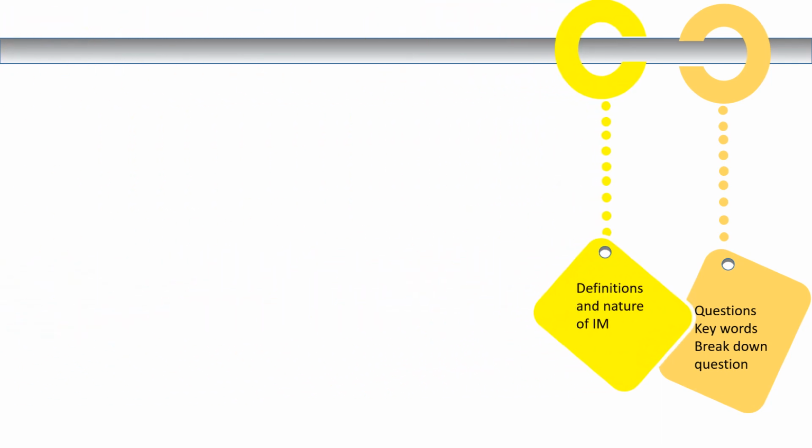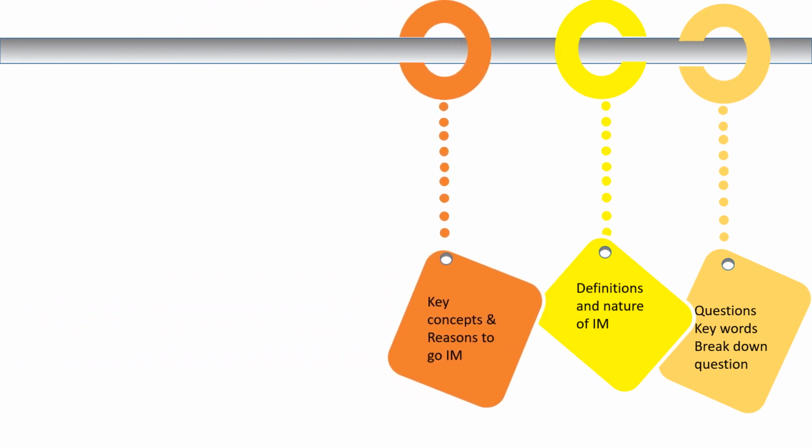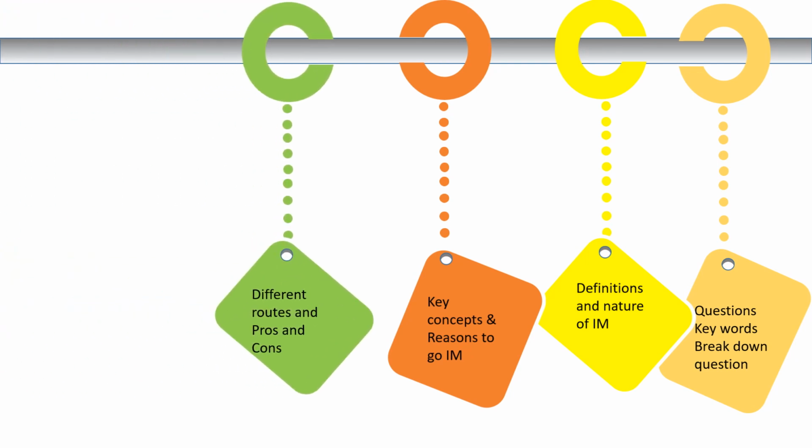We looked at definitions of international marketing, and the nature of international marketing. We've looked at the key concepts and the reasons to go international. We've looked at the different routes of going international, including a license agreement, a franchise agreement, a management contract, a joint venture, or 100% ownership. And also we've looked at some pros and cons of this.